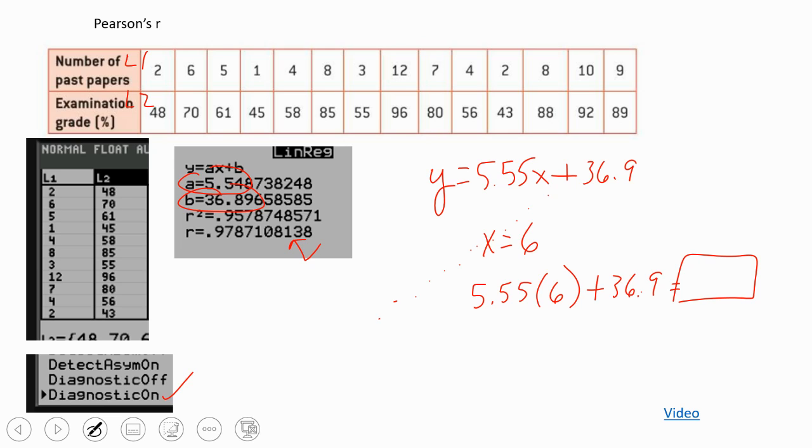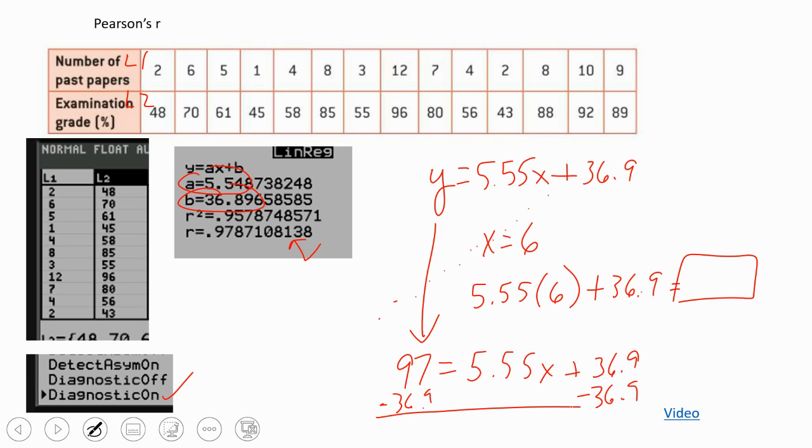They said, if I scored a 97 on the test, what would the number of papers be? That means y is 97. And I'm going to solve this little simple two-step equation by subtracting and dividing whatever you get there by 5.55, and that would use my line.